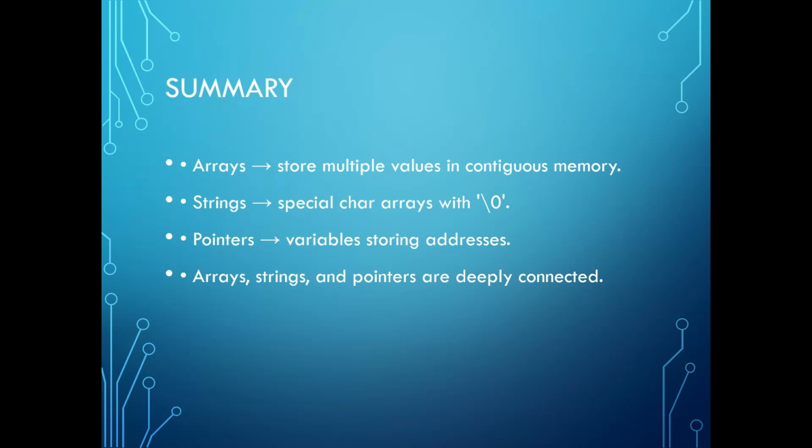So what have we studied in this lecture? Arrays store multiple values in contiguous memory. Strings are special character arrays ending with a backslash zero. A pointer is a variable holding a memory address. Together they are the backbone of memory handling with strings. Okay, so that's it from my side.